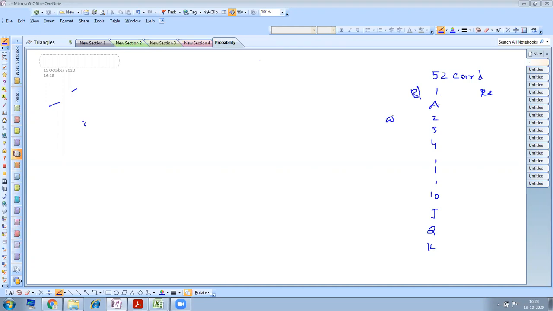Heart symbol, spade symbol, clover symbol, and diamond. Generally, spade and clover are black, and heart and diamond are red. I think everybody knows playing cards. So there are four sets, two colors, four symbols, total 52 cards. If I am drawing randomly, how many events can occur? Anyone can guess how many events can occur?